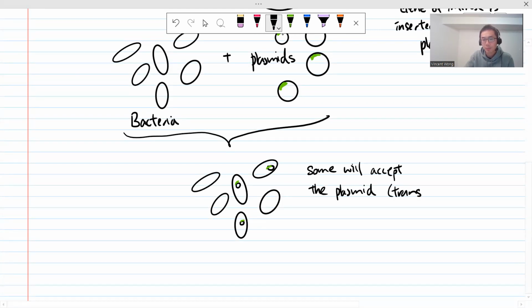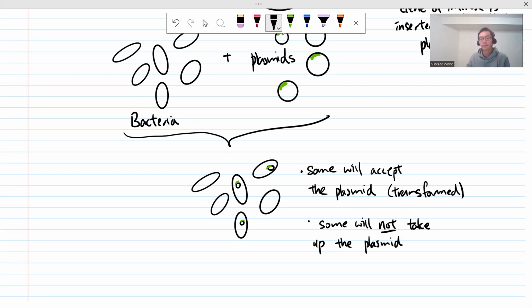When they have accepted the plasmid, we say they have been transformed. Some will not take up the plasmid. So far, that's the story. Does anybody have any questions?